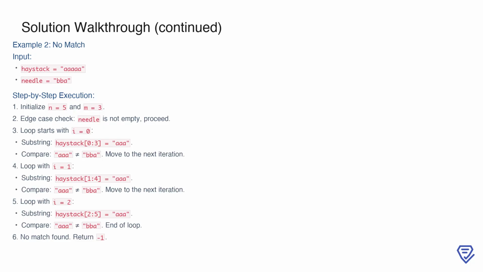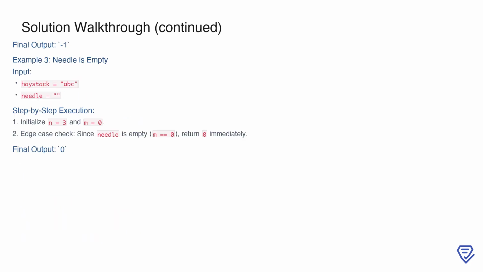At i equals 2, the substring is haystack[2:5], which is also AAA. Since none of these substrings match BBA and we've reached the end of the haystack, we conclude that there is no match. As a result, we return -1 to indicate that BBA does not appear in AAAAA.